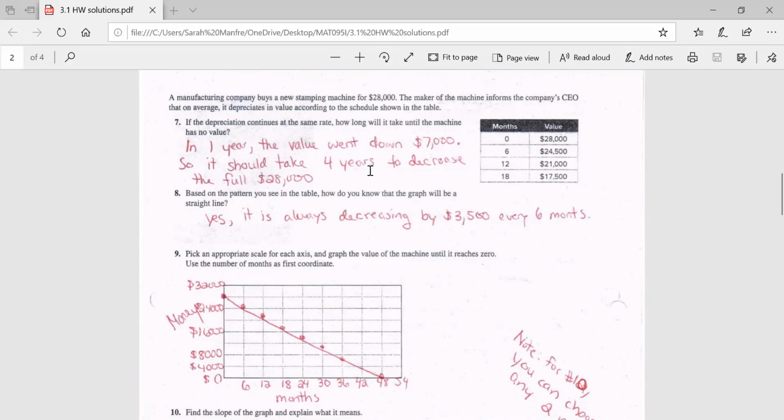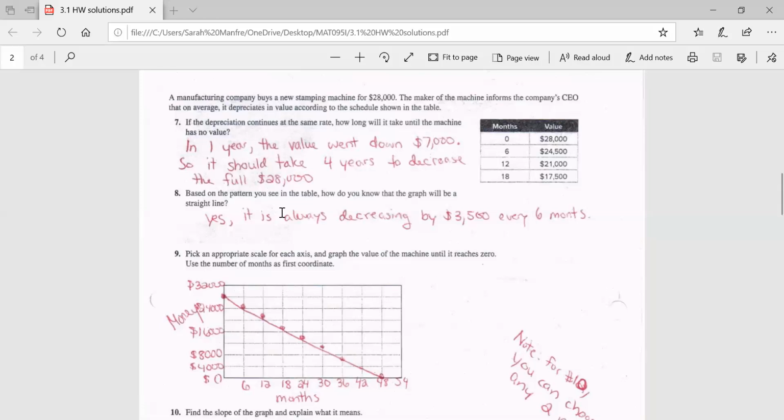So where did those numbers come from? Well, first, this column is in months. So 1 year is equivalent to 12 months. So if you take 28,000, subtract 21,000, that's where the 7,000 came from. Because in 1 year, it goes from 28,000 to 21,000. And we know that it started at 28,000. So if we want to turn 28,000 into 0, we have to keep subtracting 7,000 every time. Well, 7 times what gives 28? 7 times 4 is 28. So that's how we figured out it would take 4 years.